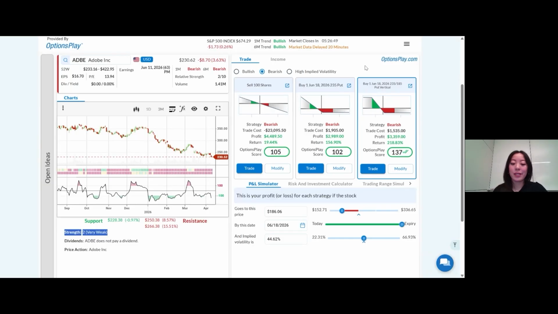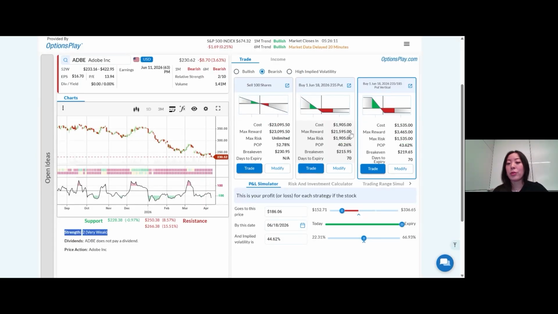Now, the right-hand side, this is where OptionsPlay really stands out. Based on the market outlook for Adobe, OptionsPlay automatically presented me with 3 different trading strategies if I'm looking to speculate using options, or if I'm looking to generate some income, there is also an income tab and it'll suggest 2 strategies for that. Each strategy is displayed side by side, making it quite easy to compare, and you can see that it does compare the risk as well as the return.